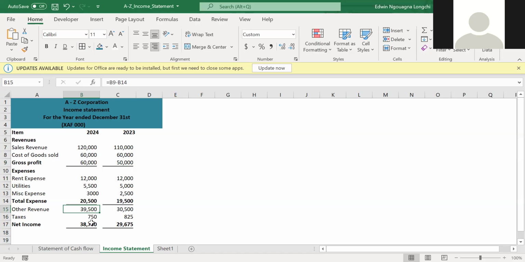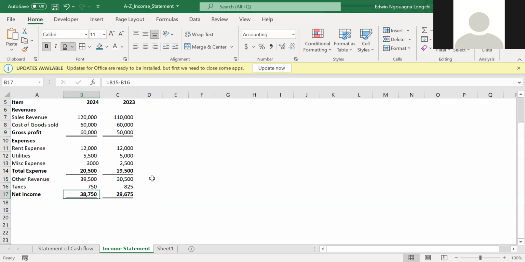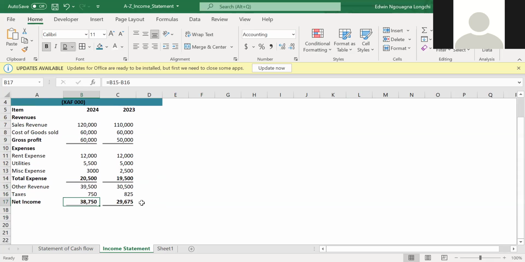Their net income now should be other revenue plus the gross profit you got here, minus your taxes. So when you have these two, you can compare now and see. In 2023, you had 29,675. In 2024, you have 38,750. So indeed, you made profit, because you can now take this year minus last year and you see that it'll be positive. So the company made some profit. So that's how you calculate your income statement.